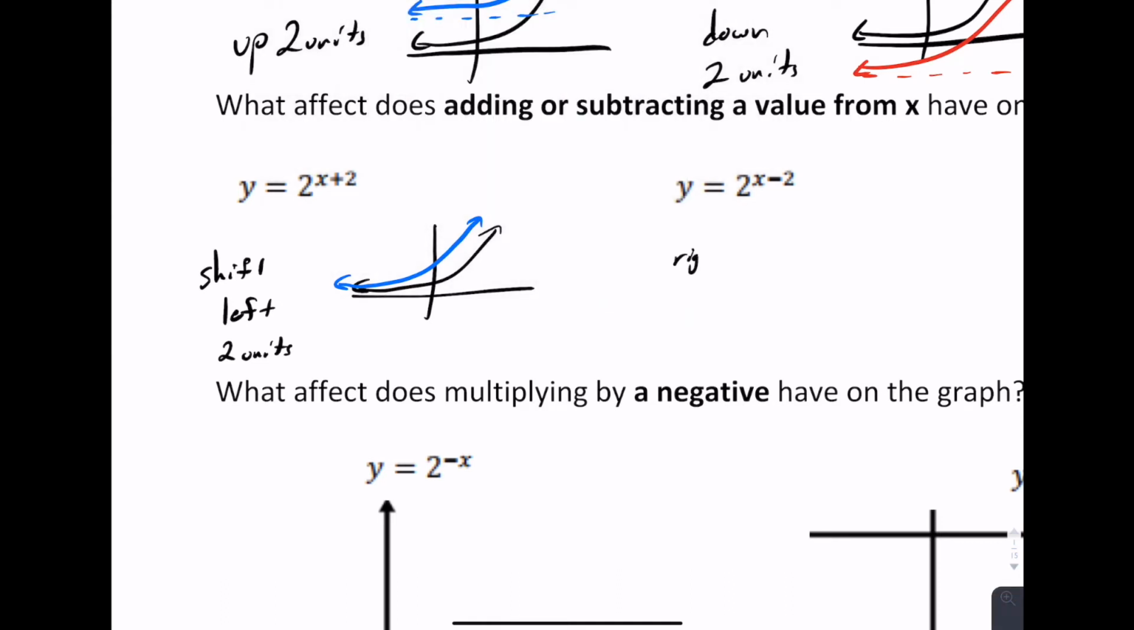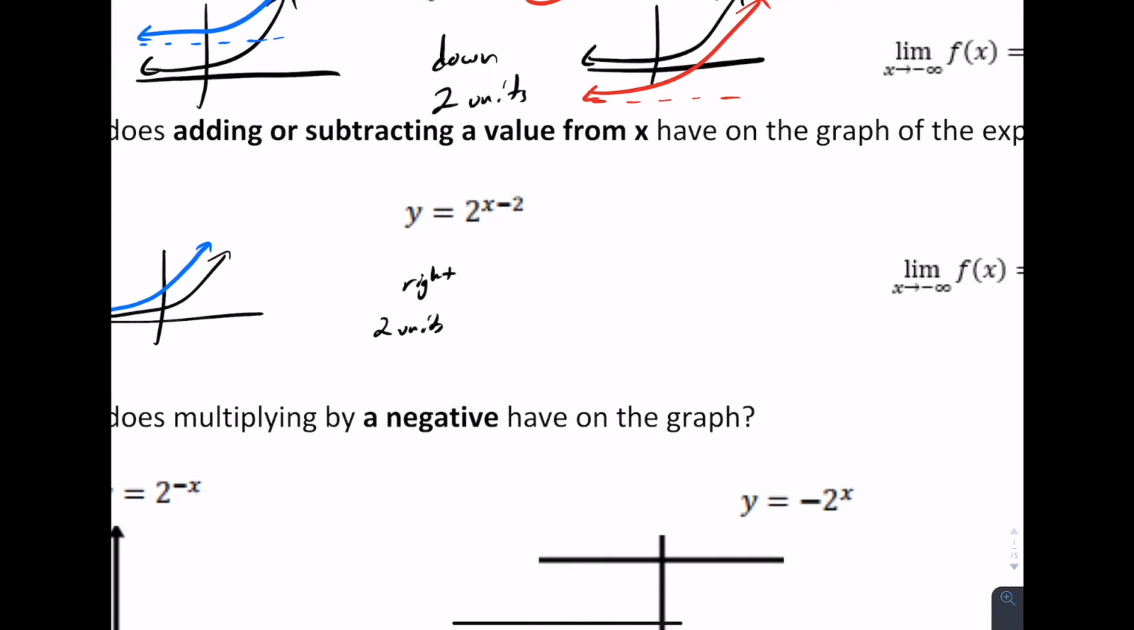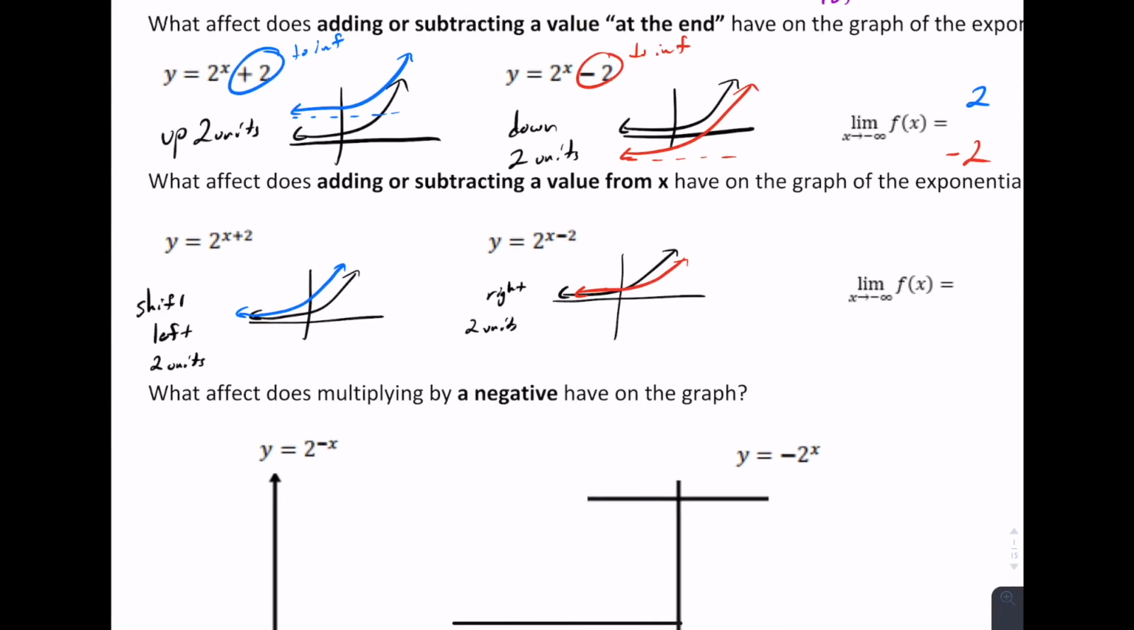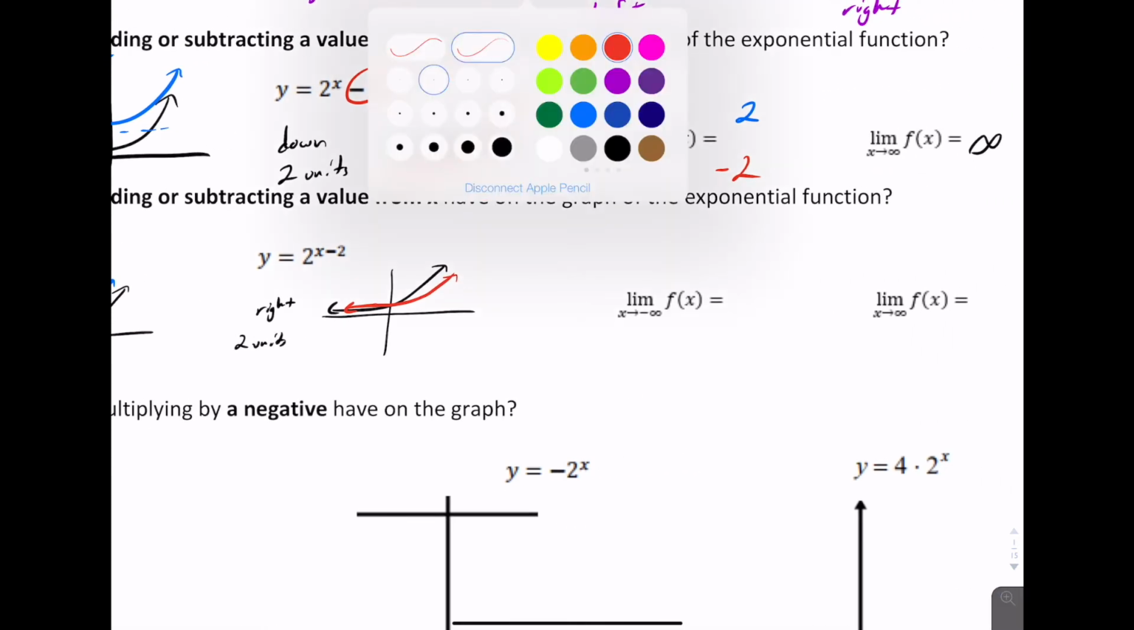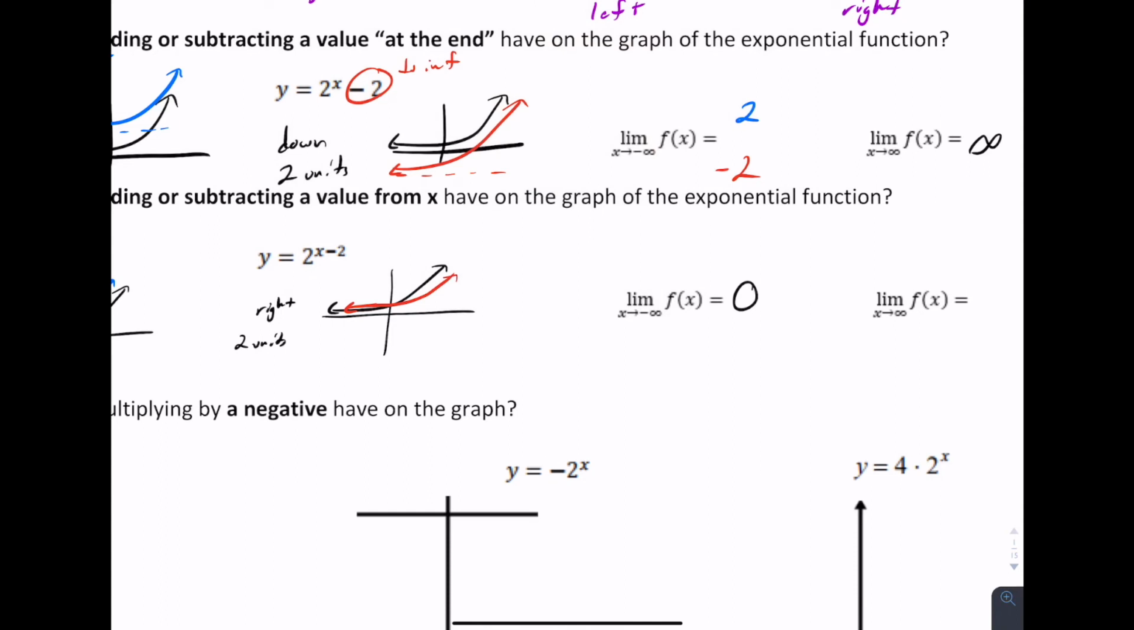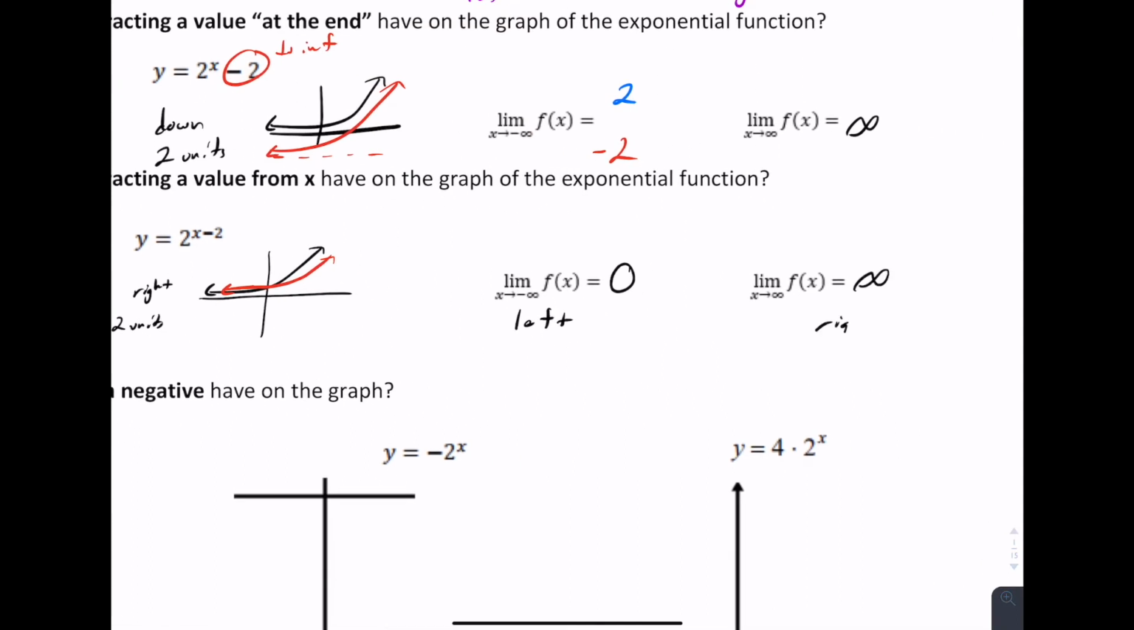So this would be right 2 units. Remember, it's opposite on this one. So if this is my original, then my new one would probably look like something like that. Okay, again, not looking for perfection. This doesn't change the end behavior. This still goes to 0 as it goes to the left, and then it goes to positive infinity as it goes to the right.